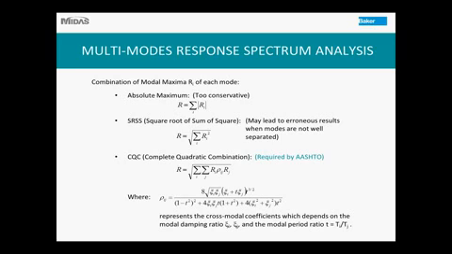So the method required by AASHTO right now is the CQC, the complete quadratic combination. You need to use the cross-modal coefficient calculated by this formula, and then use this formula to calculate the response. What the CQC does is, if you have two modes and your Ti over Tj becomes close to 1, the CQC goes back to the absolute maximum combination. When Ti over Tj is very far from 1, it's almost identical to the SRSS combination. So CQC is what is required by AASHTO.